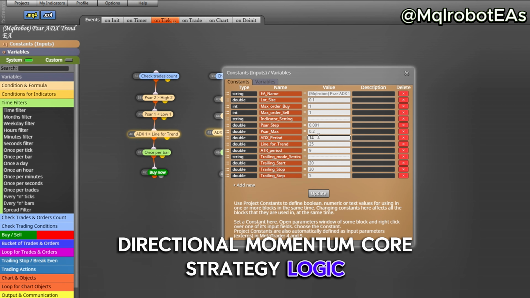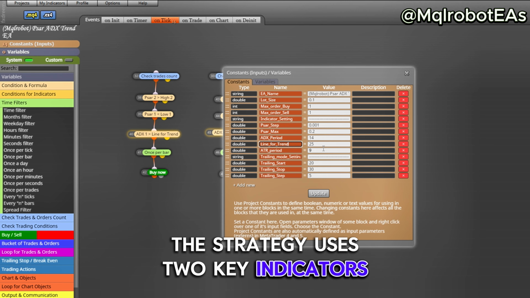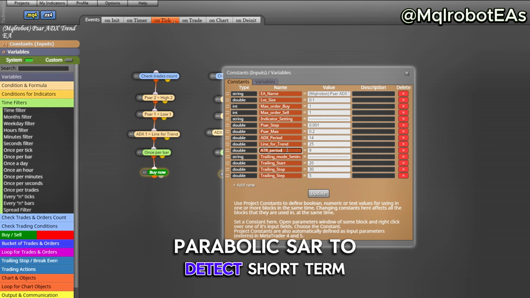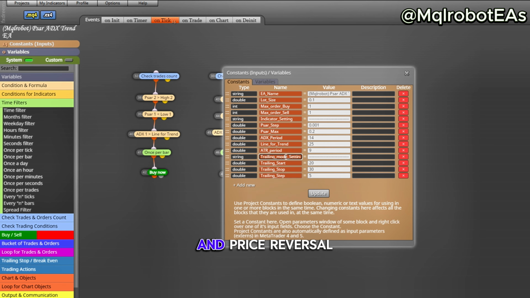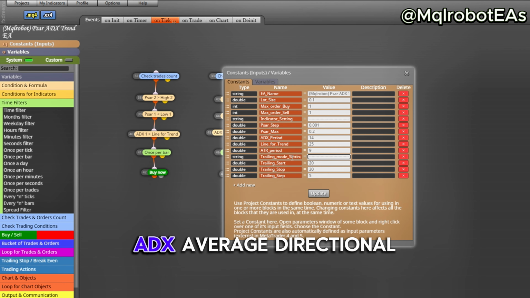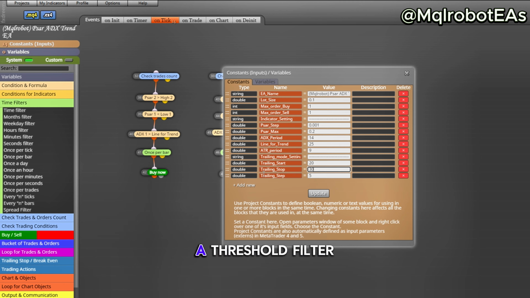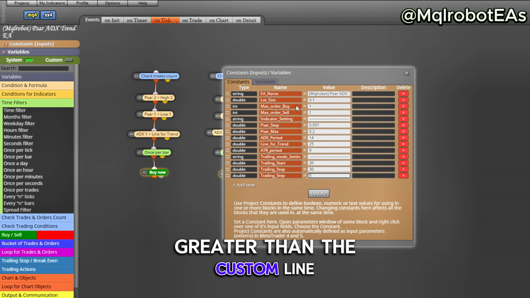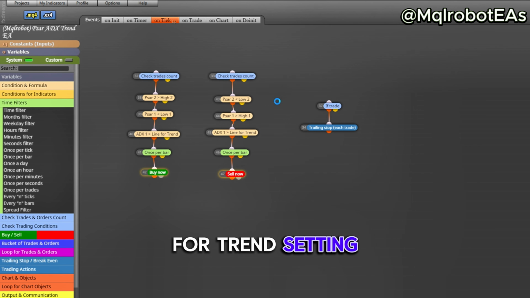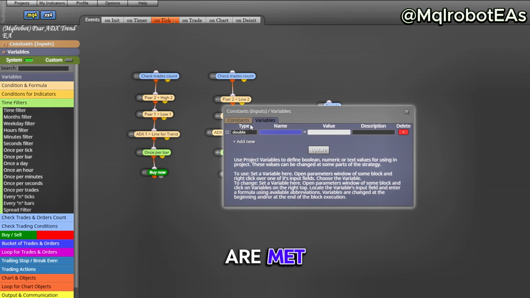Core strategy logic. The strategy uses two key indicators: Parabolic SAR to detect short-term trend direction and price reversal points, and ADX, Average Directional Index, to confirm the trend's strength using a threshold filter. In this case, when ADX is greater than the custom line for trend setting.